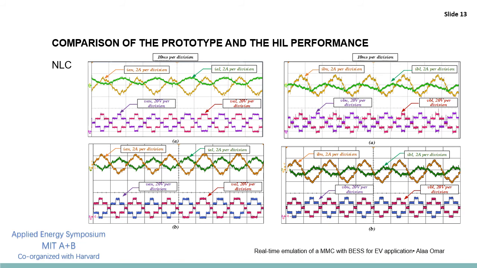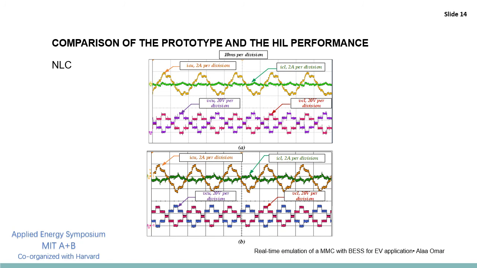The figure to the right shows the arm currents and voltages in phase B of the prototype at the top and the hardware in the loop at the bottom. This figure shows the arm currents and the voltages in phase C for the prototype as well, and the hardware in the loop using the nearest level control switching method.